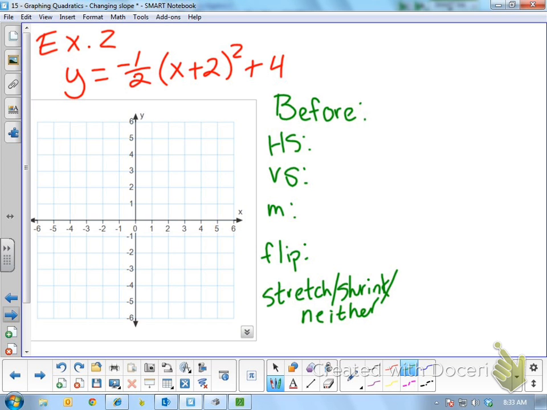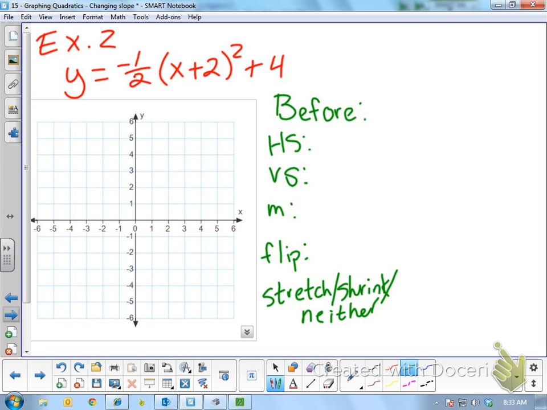So that's all the information we need to name before we can graph. First we have to name our horizontal shift, which is again the number inside the parentheses. So Darius, what's my horizontal shift? What's the number inside the parentheses? 2. Now again, we have to decide what direction that is telling us to go.